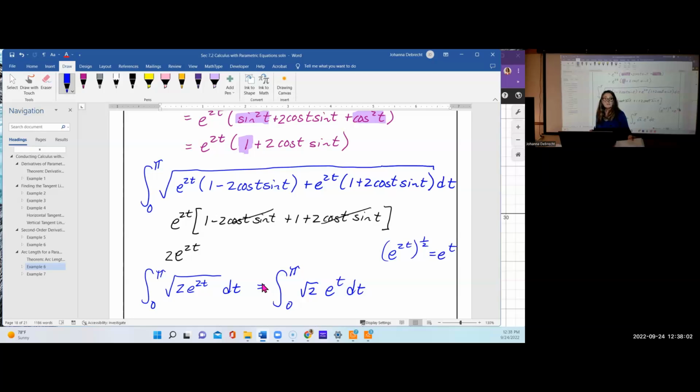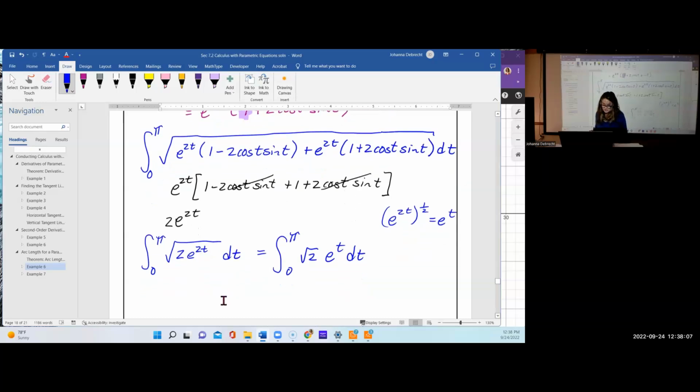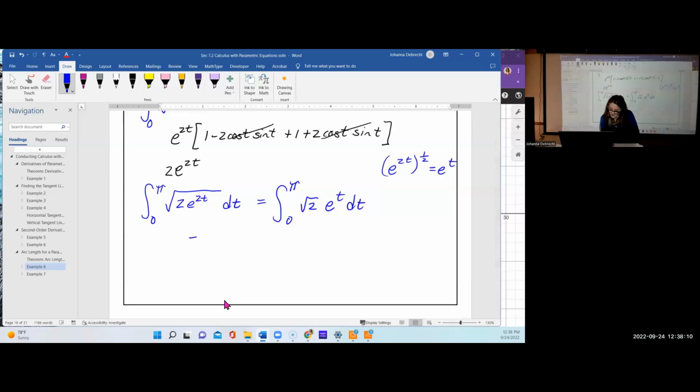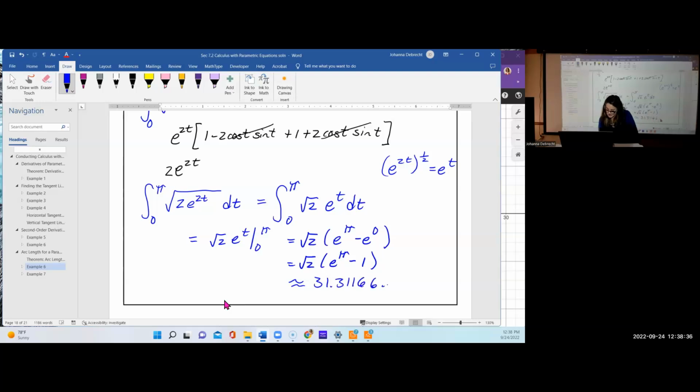All right, so then I'm going to integrate that particular one, which is super easy. It's just itself. And so I end up with the square root of 2 e to the t evaluated between 0 and pi, which turns out to be the square root of 2 times e to the pi minus e to the 0, which is 1, which is the square root of 2 times e to the pi minus 1, which turns out to be roughly about 31.31166... All right. So it's an irrational value.